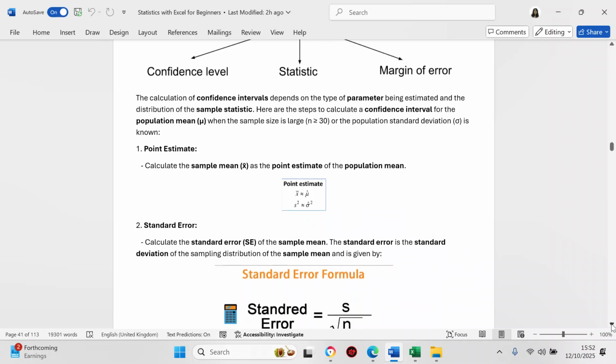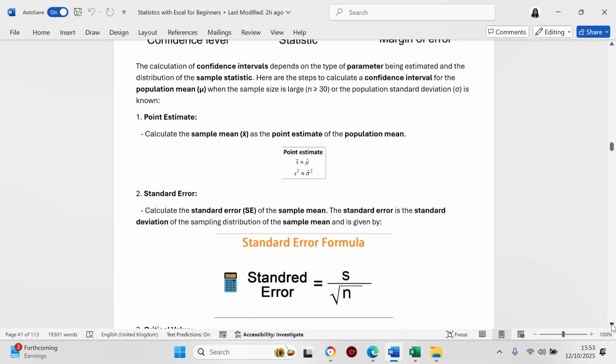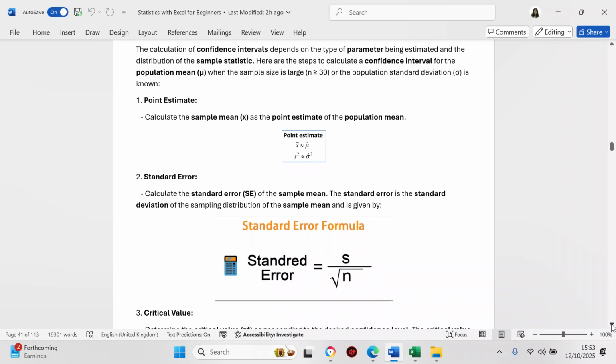The calculation of the confidence interval depends on the type of parameter being estimated and the distribution of the sample statistic. Here are the steps to calculate a confidence interval for the population mean when the sample size is large, that is, n is greater than or equal to 30, or the population standard deviation is known. First, you calculate your point estimate. The point estimate is roughly related to the mean, and your standard deviation is roughly related to the square of the standard deviation.